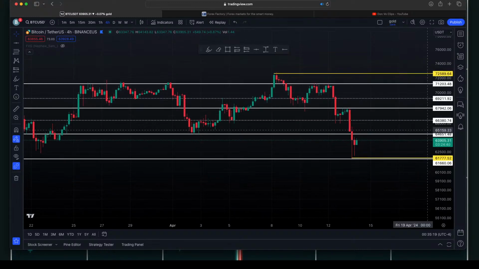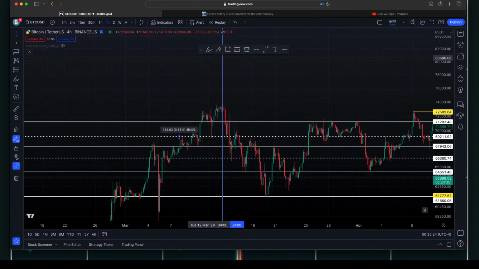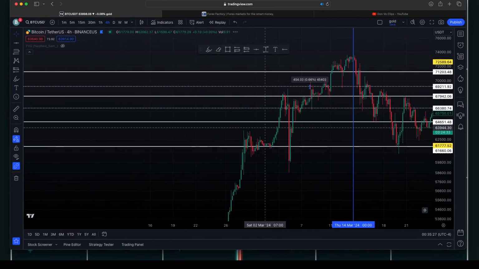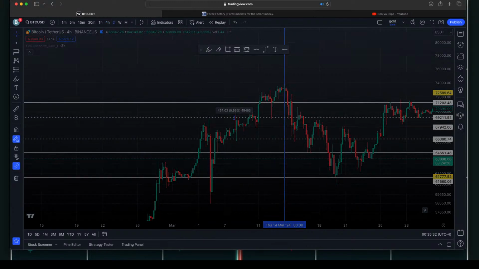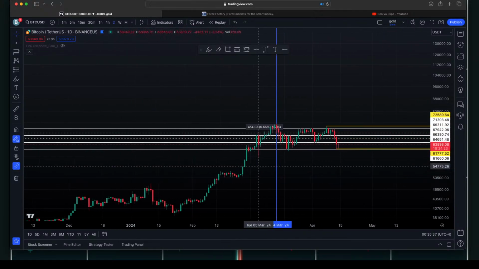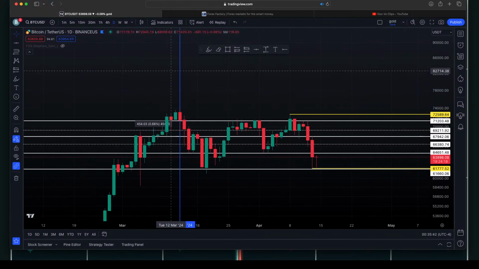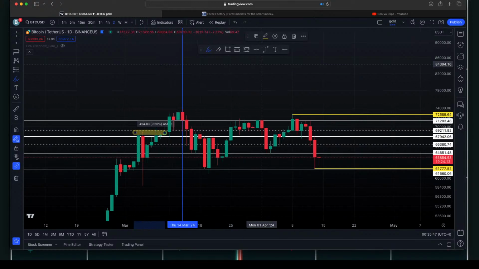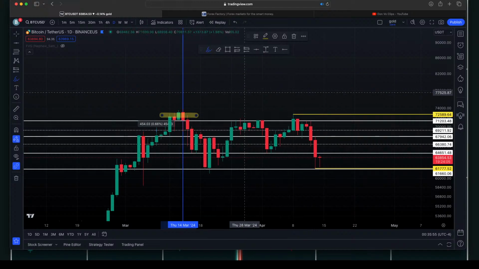Let's see. So at one point, like how you're saying, at some point, 69,000 was the new all-time high. Because this is 69. So when we hit this 72,000, it made a new high, it created a structure, and then it came down.